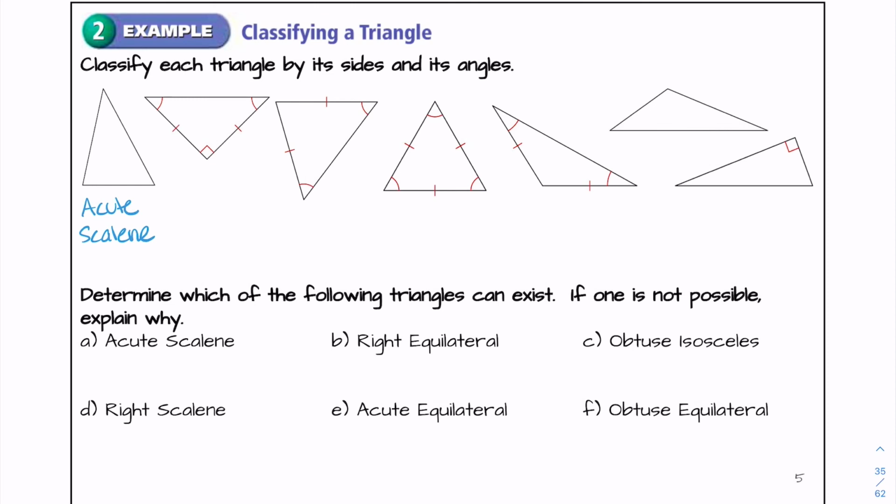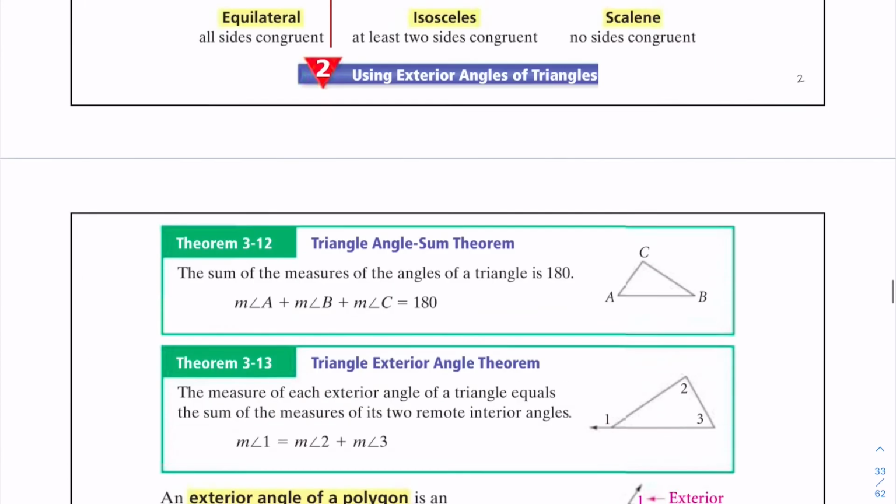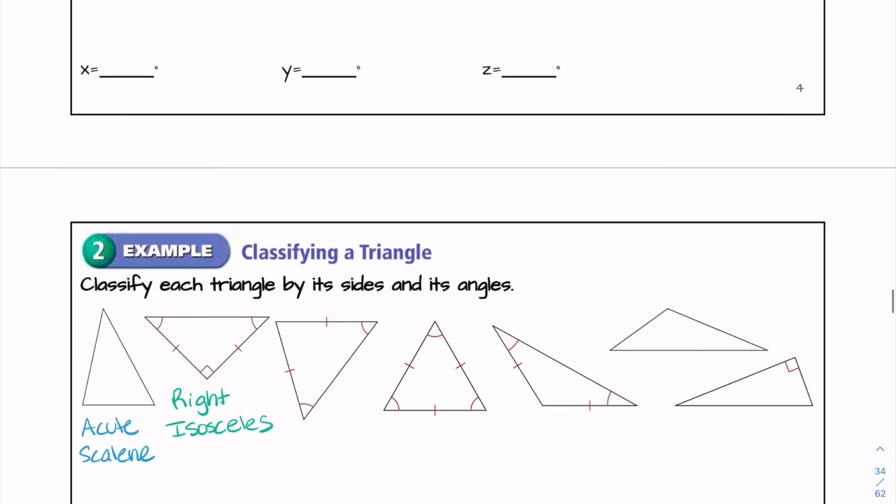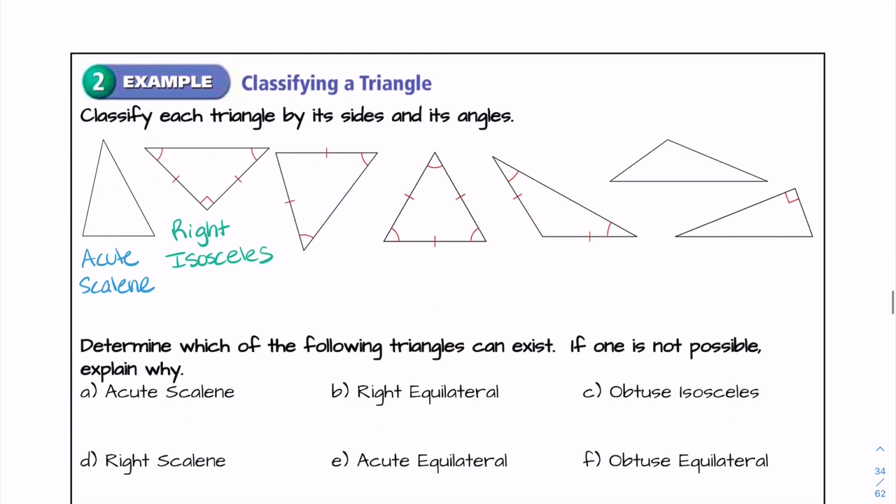All right. Now this next one looks like it's a right triangle that has two congruent sides. So this is a right isosceles triangle. Isosceles. Okay. That is a right isosceles.